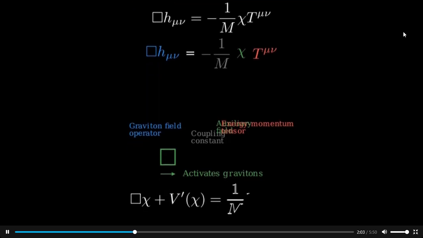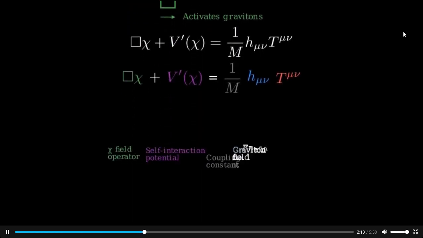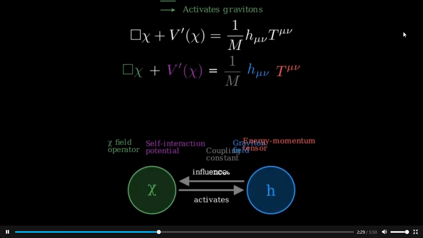The second fundamental equation is box chi plus V prime of chi equals 1/m times h mu nu T mu nu. This equation completes the coupled system by describing how chi itself evolves. The chi field is governed by its own dynamical equation, which includes a potential term V prime of chi, and most importantly, a source term involving both the graviton field h mu nu and the energy-momentum tensor. This creates a two-way coupling. Chi activates gravitons, and the graviton field, when interacting with matter, feeds back to influence chi. This cooperative interaction is the essence of how gravity emerges in this model.